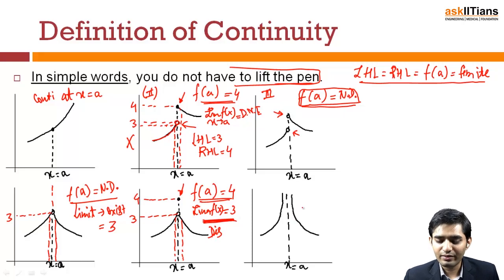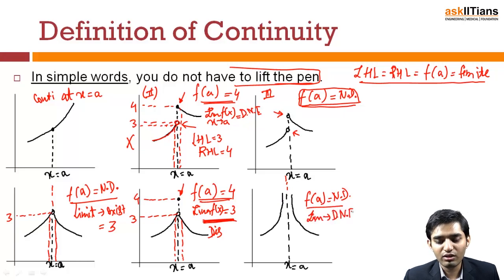Okay, and in this case if I check, f of a is not defined, right? Because I don't see any value at x equal to a, because the graph is going on and on, but it will never touch this, right? So f of a is not defined, and what will be the limit? The limit also does not exist.